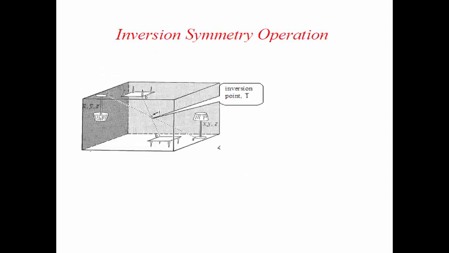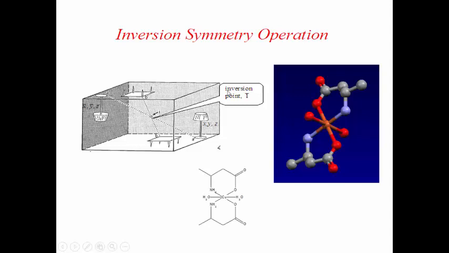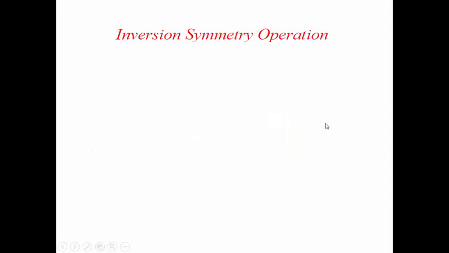So here we have the inversion point, and if we put the origin right in the center here, then we have XYZ going into X bar, Y bar, Z bar. Here's an example of a molecule. Here's the copper in the center, and you can see the carbon oxygen goes into a carbon oxygen, and we have an inversion point, and only an inversion point in this molecule.